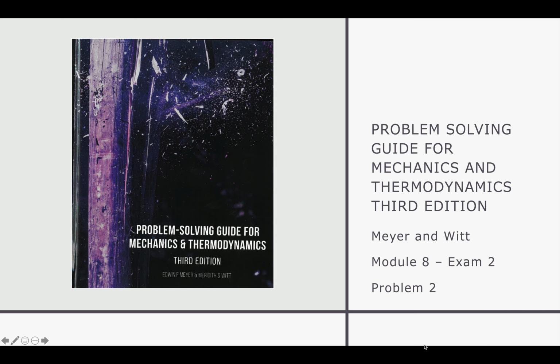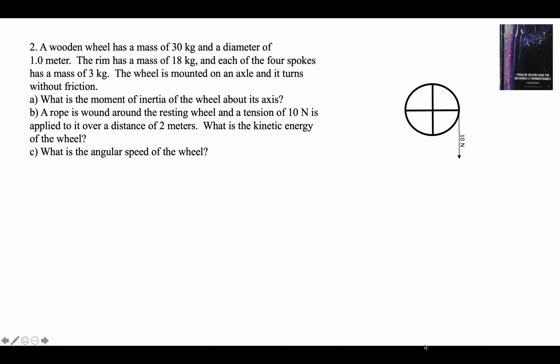This is a walkthrough of Problem 2 on Practice Exam 2 of Module 8 in the book Problem Solving Guide for Mechanics and Thermodynamics. A wooden wheel has a mass of 30 kilograms and a diameter of 1 meter. The rim has a mass of 18 kilograms, and each of the 4 spokes has a mass of 3 kilograms. That's a total of 30 kilograms.